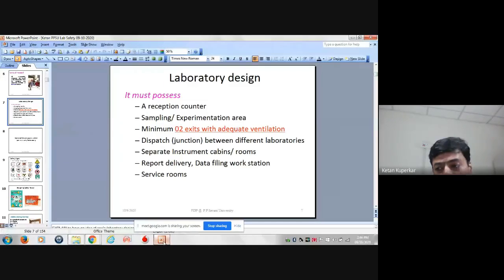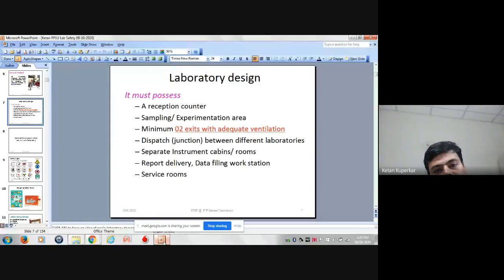The most important parameter for a laboratory design in terms of safety is that it should have a minimum of 2 exits, with high ceiling and adequate ventilation, with natural light coming throughout. Natural light depends, but adequate ventilation is a must for a laboratory, and it has to be designed well in that respect. Every two laboratories should have a dispatch area or junction area where, in any condition, those 2 laboratories can be joined to address and share any sort of work.